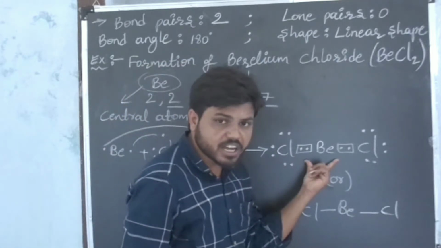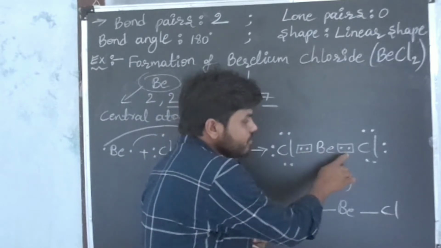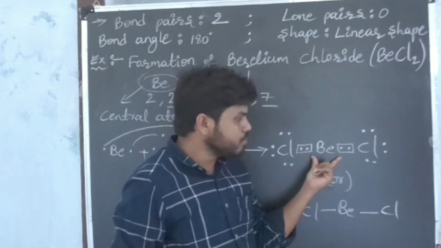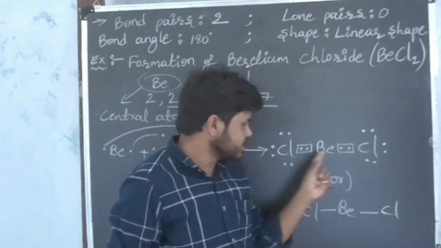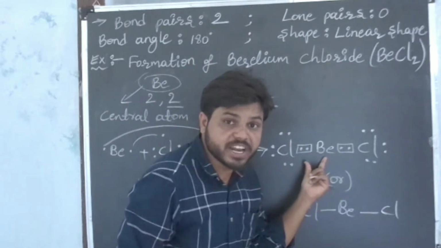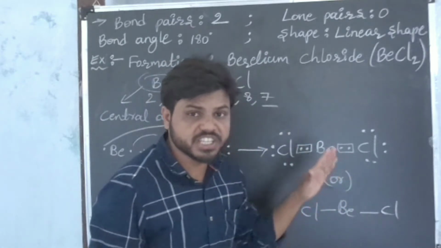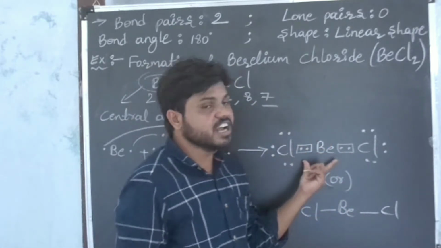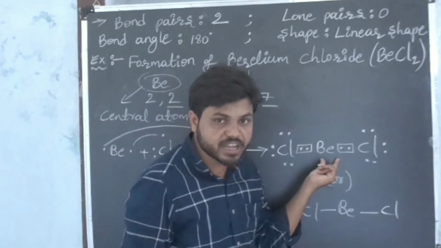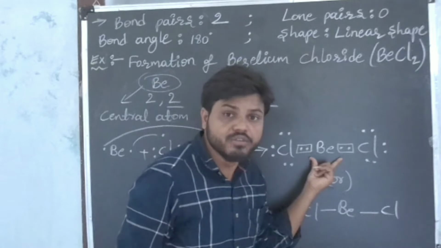Now see the central atom. Beryllium is the central atom. Beryllium possesses only 4 electrons. See, including these shared electrons, this beryllium atom possesses only 4 electrons. It does not possess 8 electrons. The central atom of the molecule, that is beryllium, is not possessing 8 electrons. It is possessing only 4 electrons.